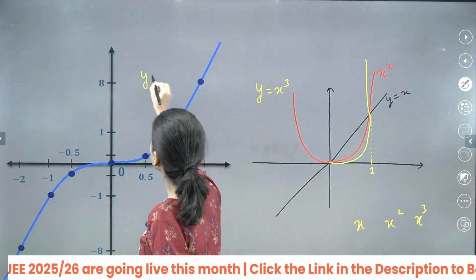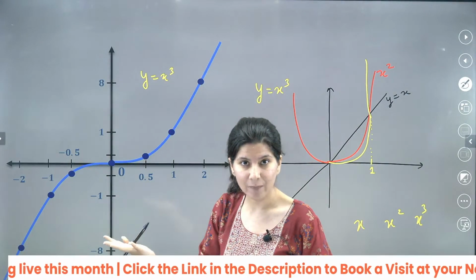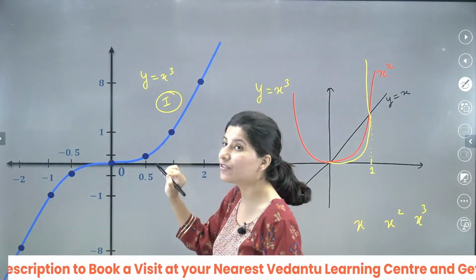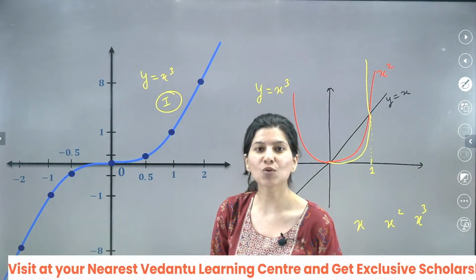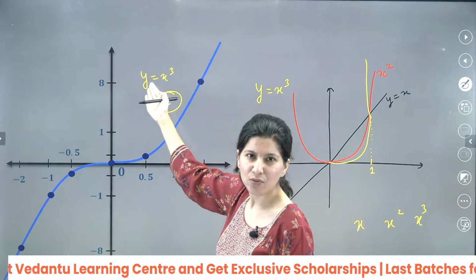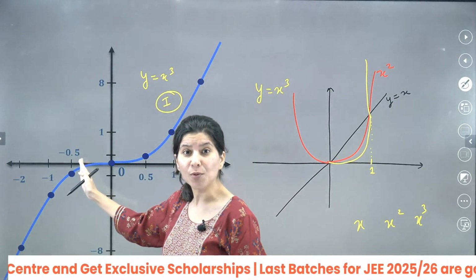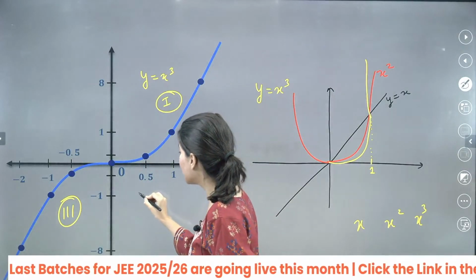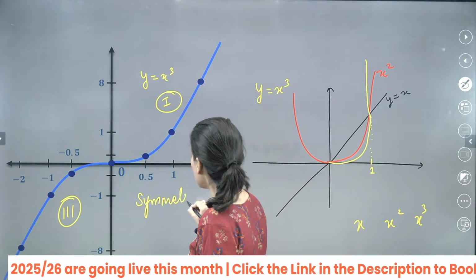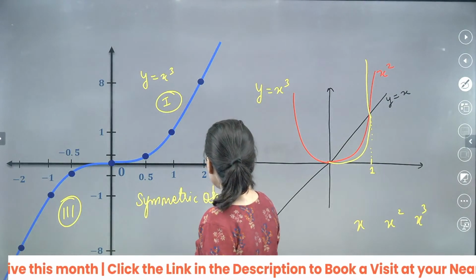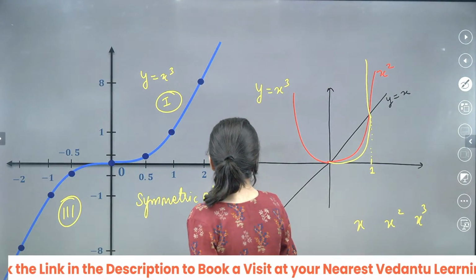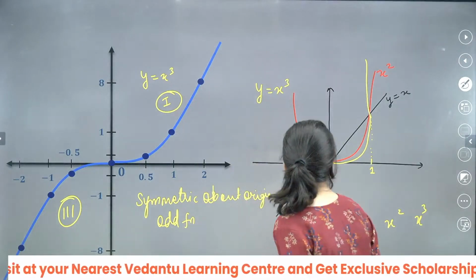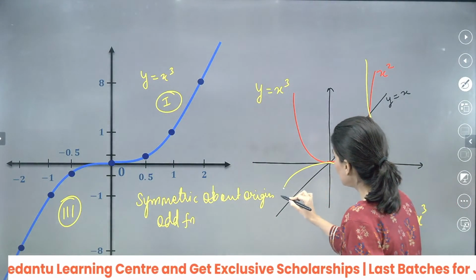Why? Because y equals x cube. When your x is positive, your y is also positive. X positive, y positive, so we see it in the first quadrant. But when you put minus 1, that means your x is negative, and y is also negative. So the graph you can clearly see in the third quadrant. This is a graph symmetric about origin. This is an odd function also. Now your graph of y equals x cube will look like this.